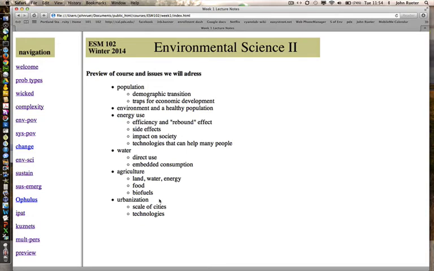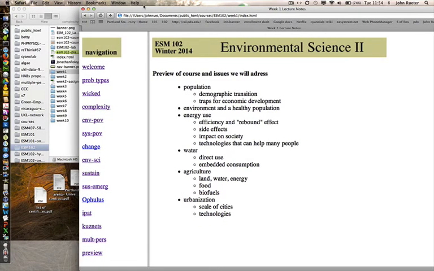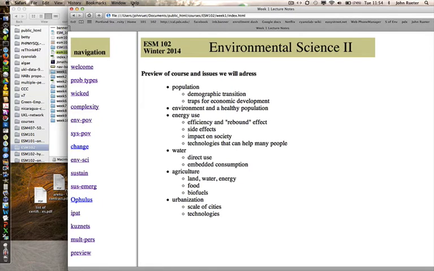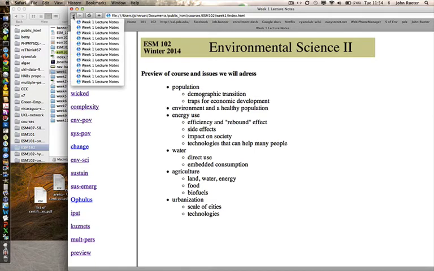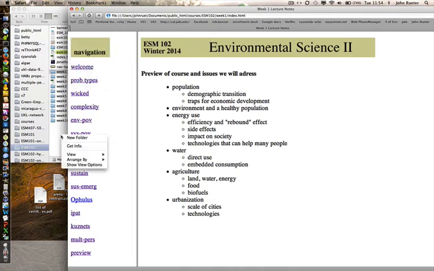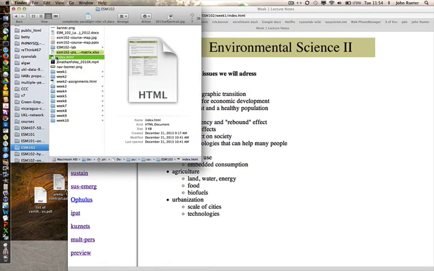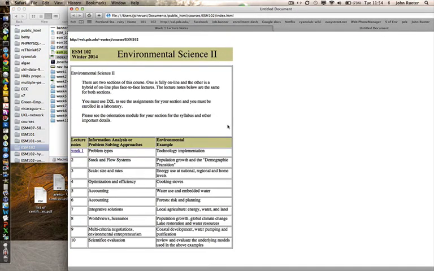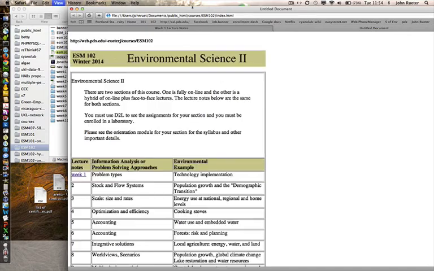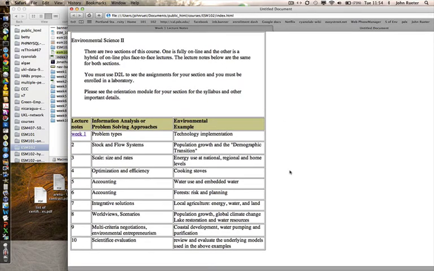Okay, now what I want to do is talk about the list of topics in this course, and I'm going to do that by going through the sort of table of contents for the whole term. In these two columns, this is the problem-solving approach or the cognitive tool, and then here's the example that we're going to use.